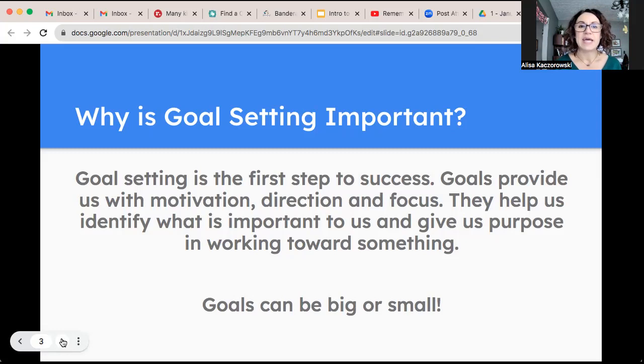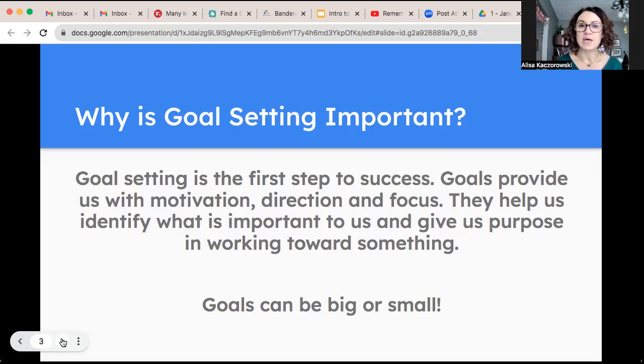Goals also provide us with motivation. They provide us with direction on how to get there, and they help us focus, right? So rather than just saying, I want to achieve this thing, and then we start throwing things at the wall to see if it sticks, we're going to identify those specific steps to give us that direction and that focus.